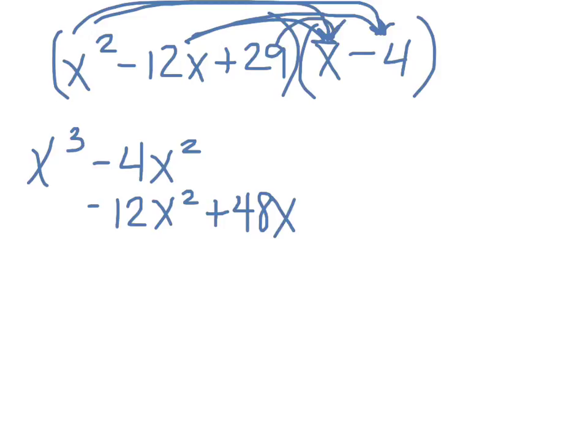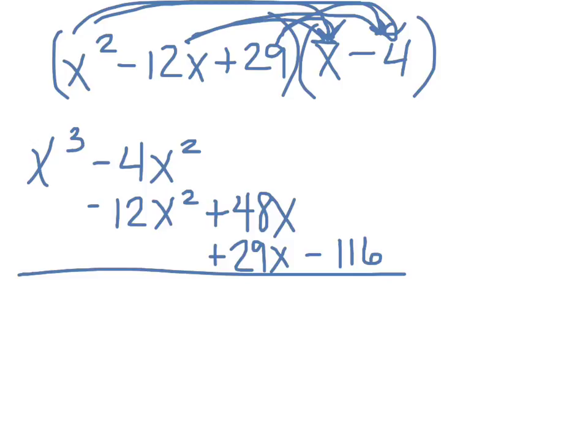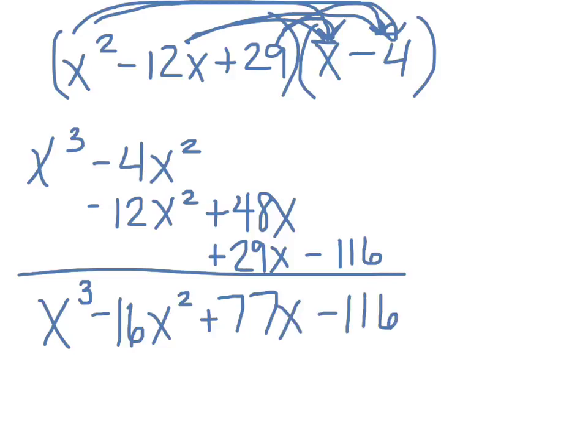What's 29 times x? What's 29 times negative 4? Good. Now I'll combine like terms together. I get x to the third minus 16x squared. What's 48 plus 29? 77. And that is the original equation that gave us those answers.